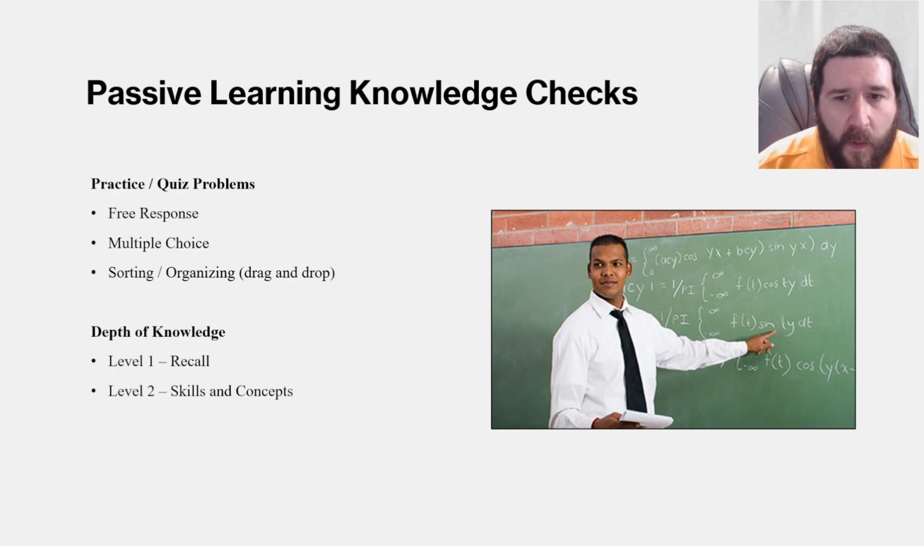And with passive learning, it's really easy to hit that DOK 1 and DOK 2 level. Okay? These types of knowledge checks are really good for checking basic recall or basic skills and concepts. Okay? So when we're talking level 1 and level 2 knowledge, consider passive learning. And those quick interactions of maybe free response or multiple choice questions, things like that.